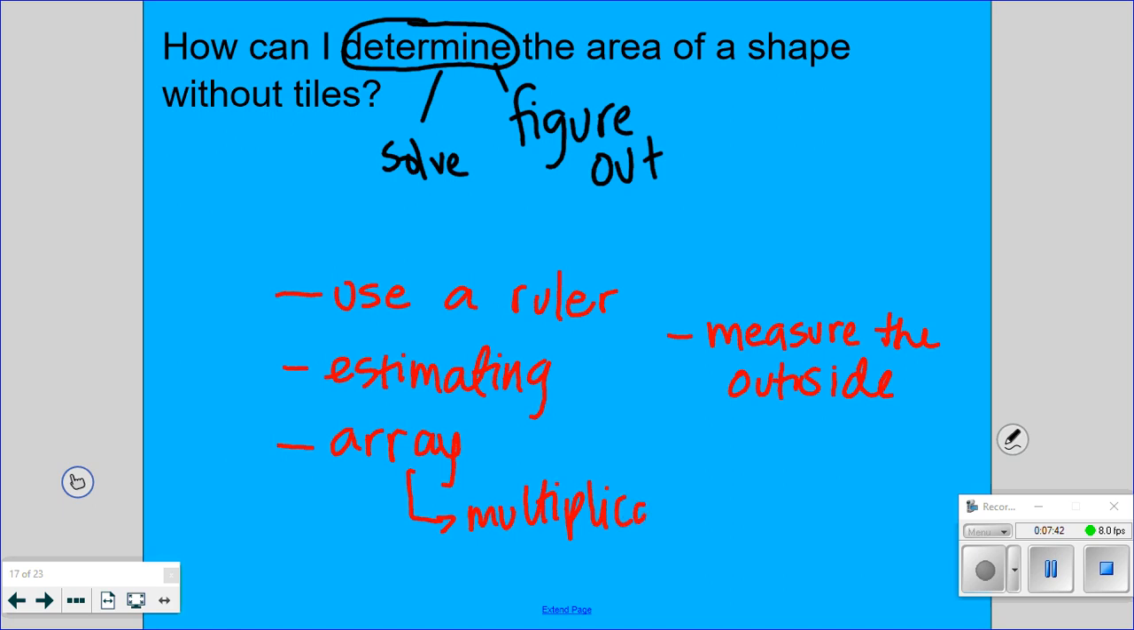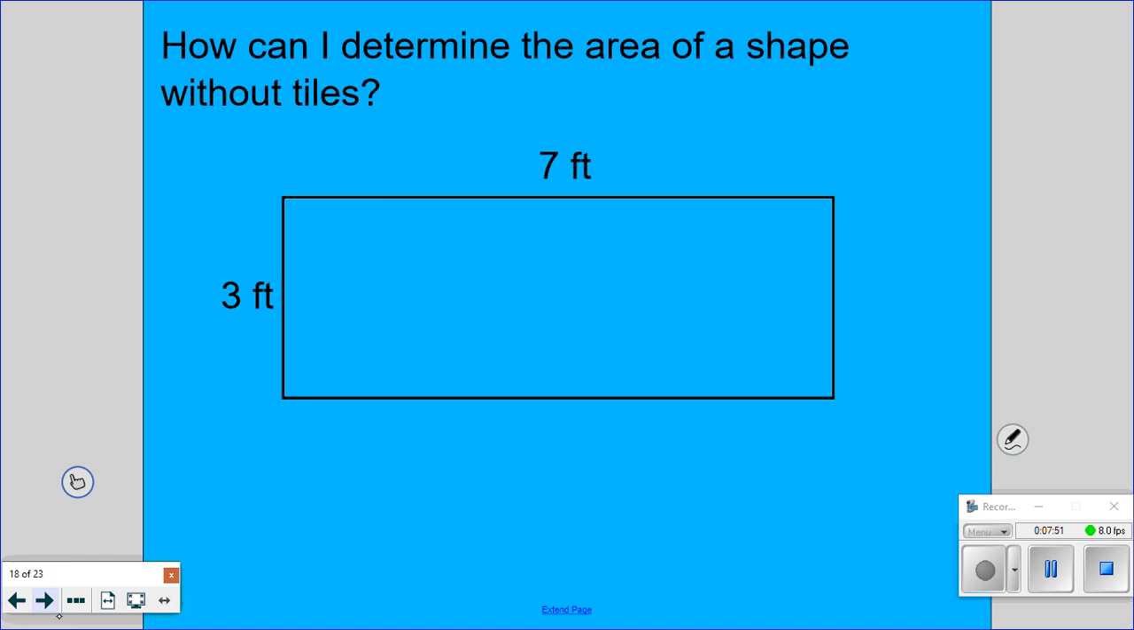All right, this next shape that's going to come on the screen, I want you to draw it in your notebook. Don't draw it gigantic, because we're going to do a couple of shapes. All right, so we've got a 3-foot shape by 7 foot. Go ahead and draw that shape in your notebook. It does not need to be gigantic. Make sure you label the dimensions.